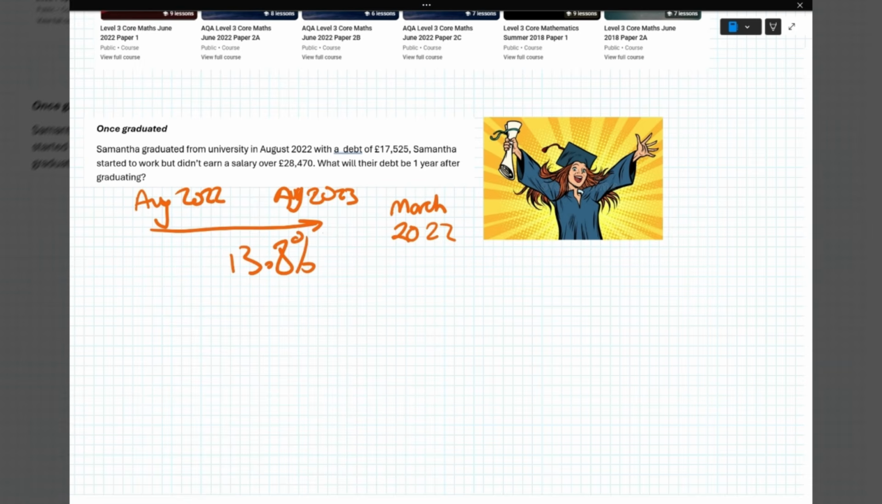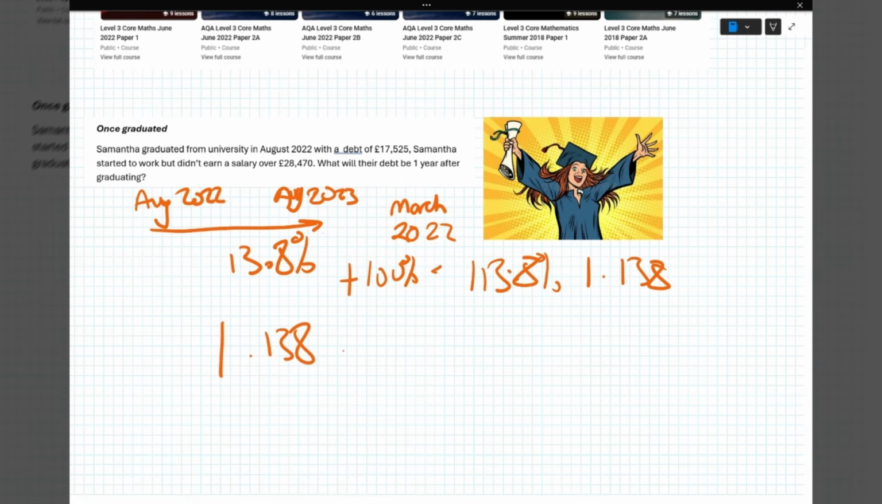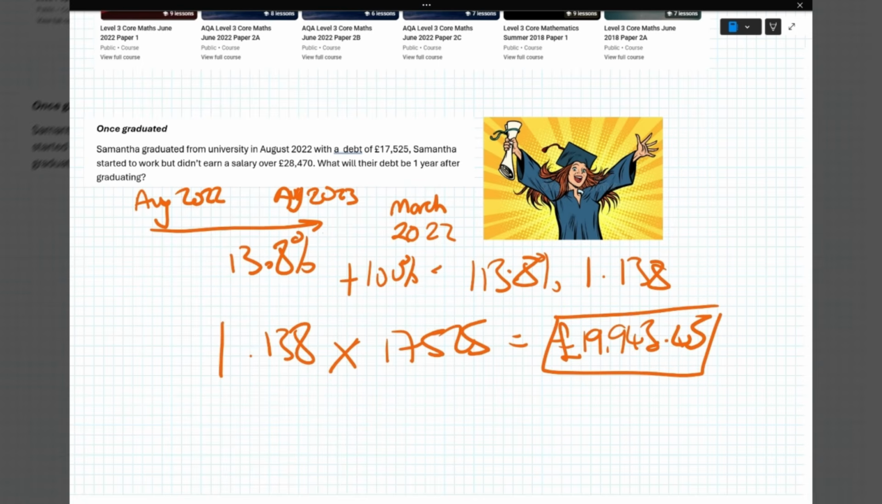Now that's quite a big percentage. We're going to add that onto the 100%, and that's going to give us 113.8%. And as a decimal multiplier, that is 1.138. So that value, 1.138, is multiplied by the debt, 17525, and that gives us £19,943 and 45 pence. So that's the overall debt that is owed. Okay, that is correct.